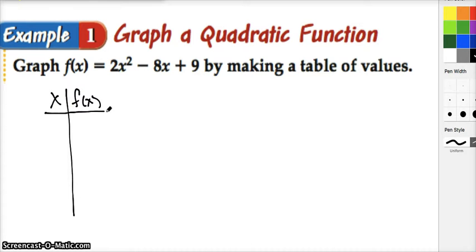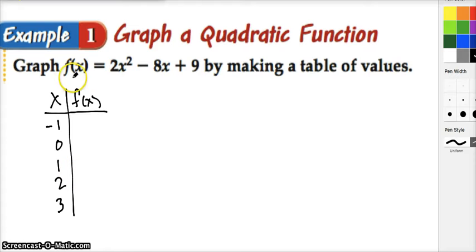And you're going to just choose x values at random. And sometimes this is the complicated part because you want to choose really good x values and you're not sure which ones to choose. But you can always start. Let's go ahead and start with like a -1, a 0, 1, 2, and 3 and see what happens.